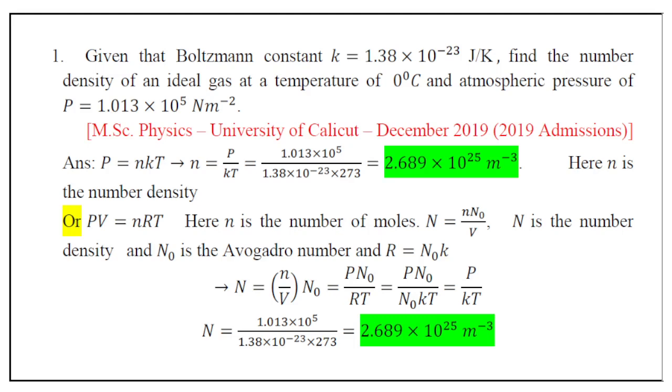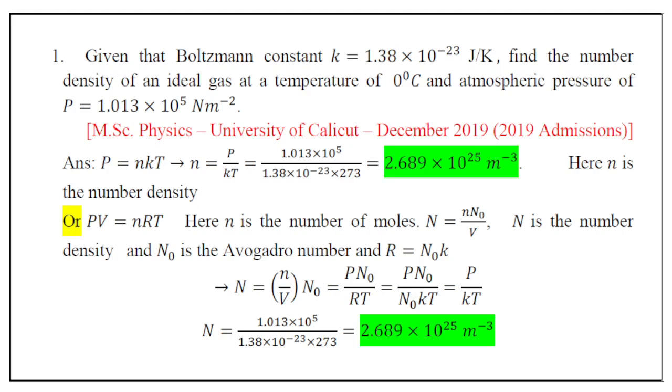The first problem is, given that Boltzmann's constant is 1.38 × 10⁻²³, find the number of particles per unit volume. Temperature is 0 degrees Celsius and pressure is 1.013 × 10⁵ Newton per meter square. So it is a direct question. P equal to NKT and N equal to P by KT. Put the value of P in Pascal, K in Joule per Kelvin, and temperature in Kelvin. It is given in degrees Celsius, so it is converted into Kelvin.